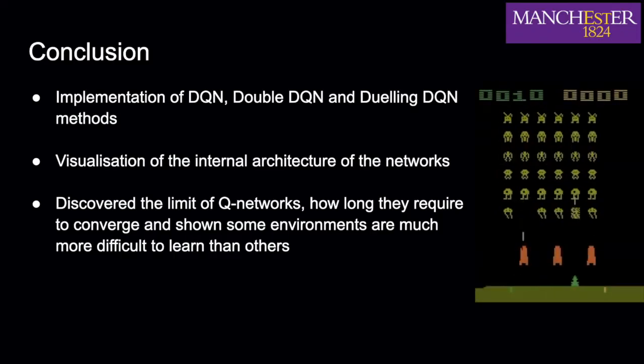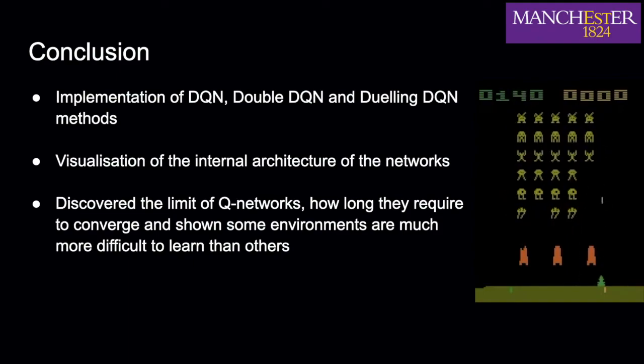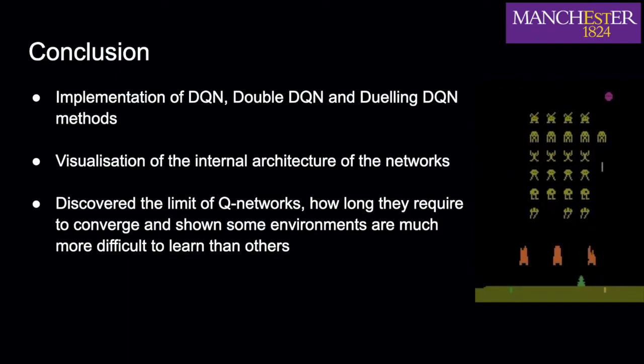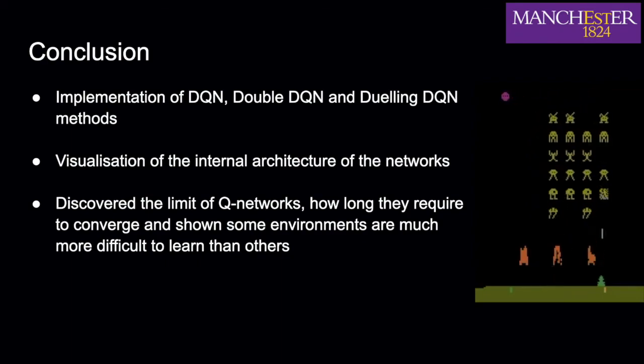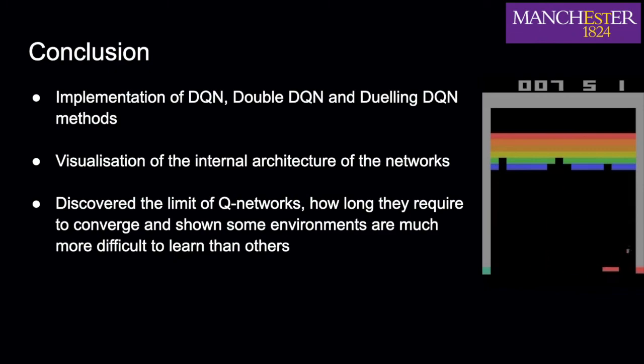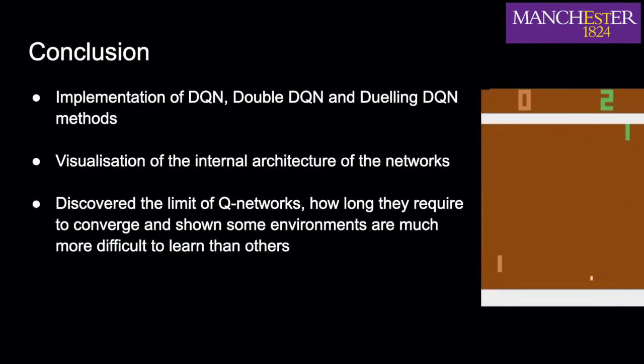In conclusion of this project, there were a few different achievements. First, we implemented a few different deep Q network methods, like double and dueling Q networks, which required different network architectures. Also, we made a visualization of the internal architecture of these networks, and we displayed them so we could investigate the internals of the networks and some of the interesting features that they produce. Also, we discovered the limits of these deep Q networks, such as how long they require to converge on different games using different methods, and we've shown that some of the environments are much more difficult to learn than others, such as Space Invaders compared to Pong.